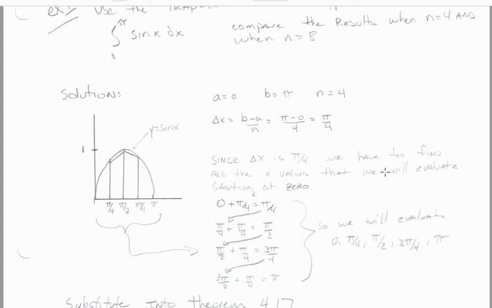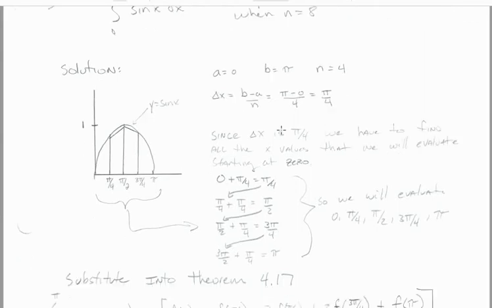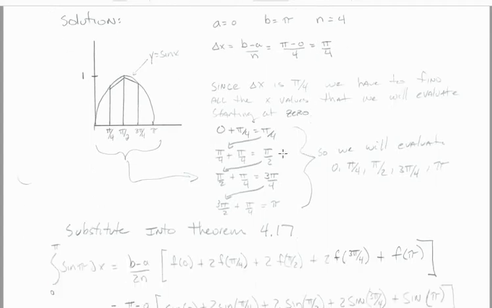Now we have to find all the increments that we are going to evaluate the function at, because we're going to go from 0 to pi, but we have to find all the different spots that we're going to evaluate so that we have all the base 1s and base 2s as we do this. So starting at 0, we're going to use delta x each time. So I'm going to do 0 plus pi over 4 because that's my delta x. So I'm going to evaluate it at pi over 4.